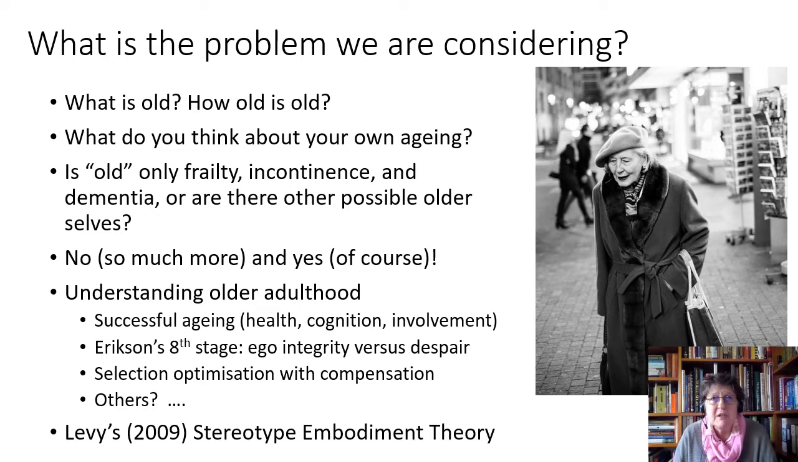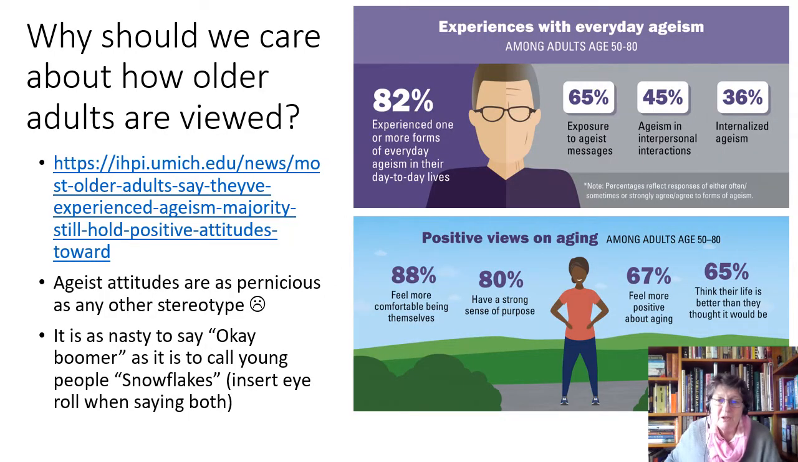So, thinking about that developmental science, developmental psychology area, about how that informs us about older adulthood. Rowe and Kahn's work on successful aging, Erikson's eighth stage, Baltes's work on selection, optimization, and compensation. And there are others that can be applied too, about how we understand what the best of older adulthood can be. Particularly, we're going to talk about Levy's stereotype embodiment theory when we talk about self-perceptions of aging. So we'll come to that. Why should we care about this?